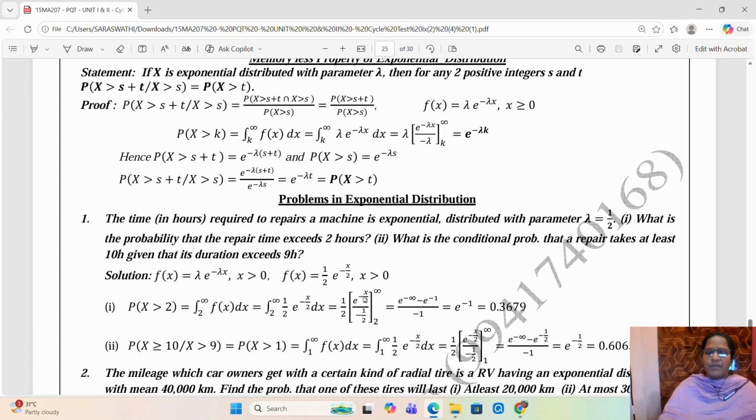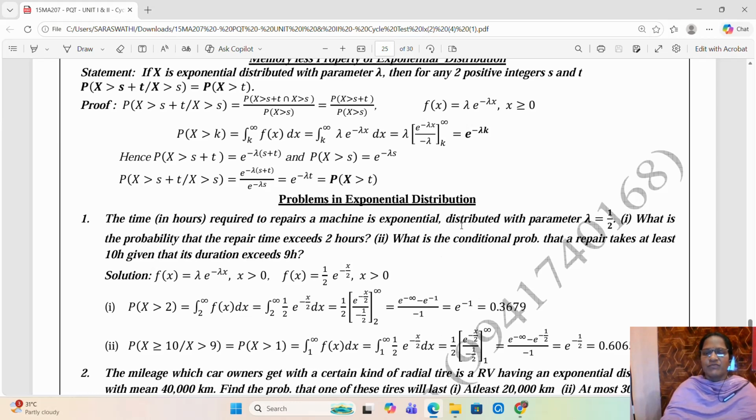Now at the upper limit x equals infinity, e^(-infinity), minus the lower limit x equals 2, e^(-2/2) equals e^(-1). Now e^(-infinity) equals 0, so 0 minus e^(-1). The minus signs cancel, and it is e^(-1). The calculation for e^(-1) equals 0.3679. So this is the probability that the repair exceeds 2 hours for the first submission.